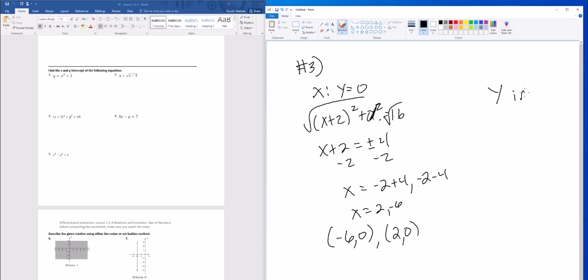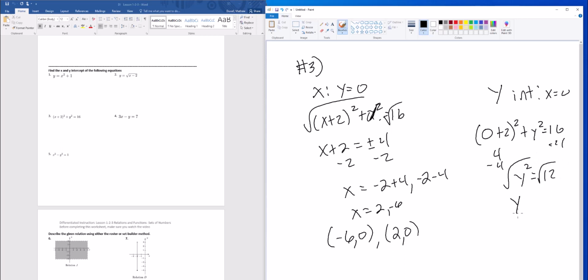Now for my y-intercept, I have to plug in 0 for x. So I get (0 plus 2) squared plus y squared equals 16. That's 4, so subtract 4 on both sides. Square root both sides. Now I've got to break up that root 12. So that breaks into root 4 and root 3. Root 4 is 2. So that's going to be (0, 2 root 3) and (0, negative 2 root 3).